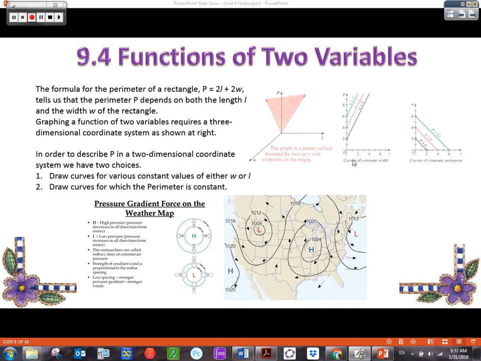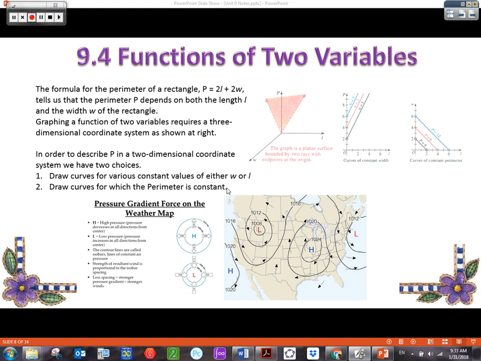Another way would be to draw curves for which the actual perimeter is constant. That's this piece. We would keep the length and the width variable. We would allow them to change. If we want our perimeter to be 4, then what options would we have for that? We would draw the curve for a perimeter of 4 with variable lengths and widths. So that's a couple of different options, and we actually have a problem on the next page where we do things like that. We're going to demonstrate how we would graph like that.